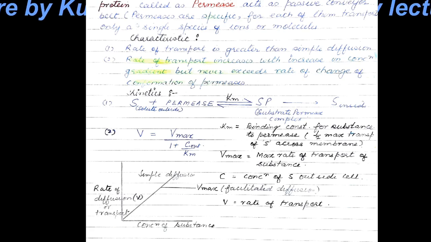So this is equation number one. S is solute outside, permease is present, and it gives solute permease complex, and S is transported inside. It is depicted as V is equal to Vmax upon 1 plus Km upon C. Km is the binding constant for the substance to permease. Vmax is the maximum rate of transport of the substance, C is the concentration of solute outside the cell, and V is the rate of transport.